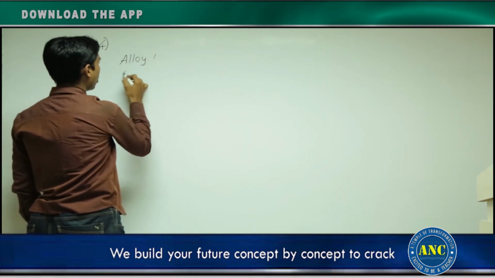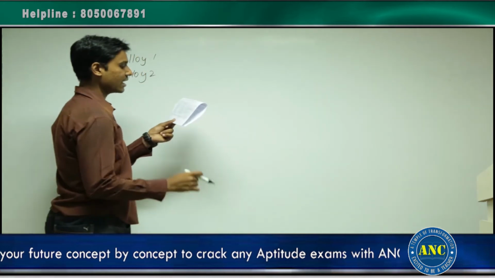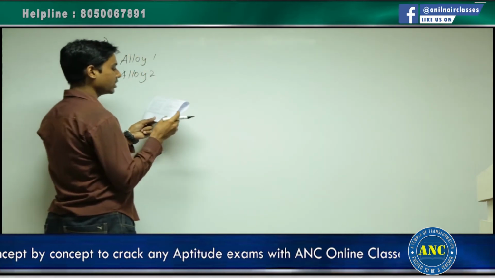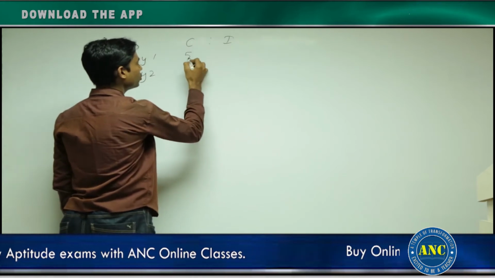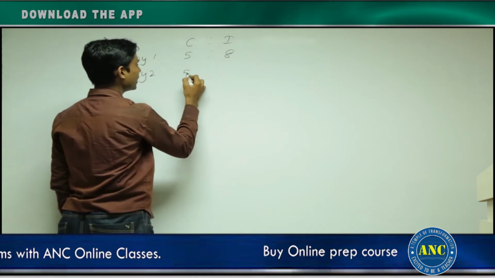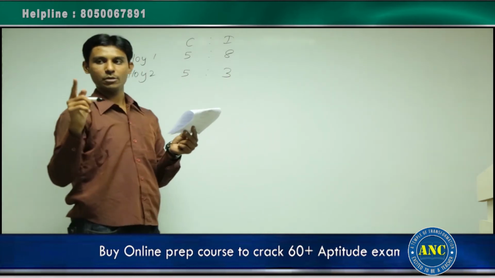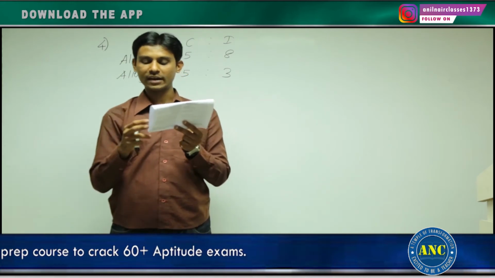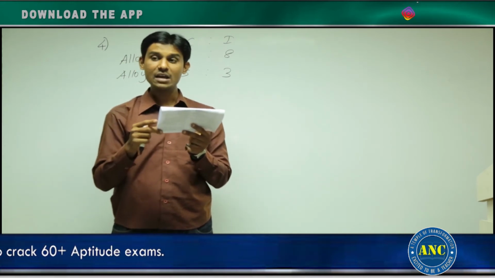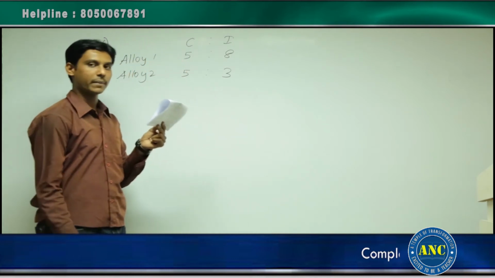Two alloys are alloy 1 and alloy 2, containing copper and iron in the ratio 5:8 and 5:3. Copper and iron is in the ratio 5:8 in the first alloy, and it is in the ratio 5:3 in the second alloy. They are melted in equal quantities. Please underline that word, equal quantities. What is the ratio of iron and copper in the resultant alloy?